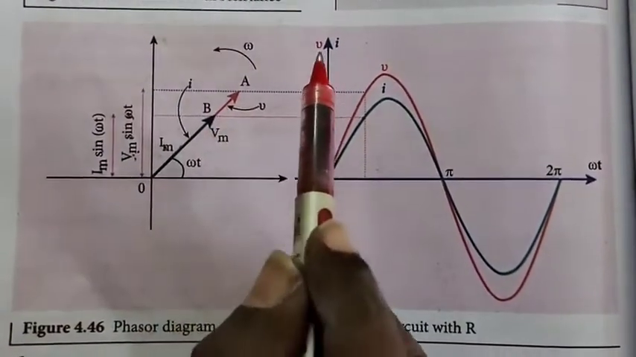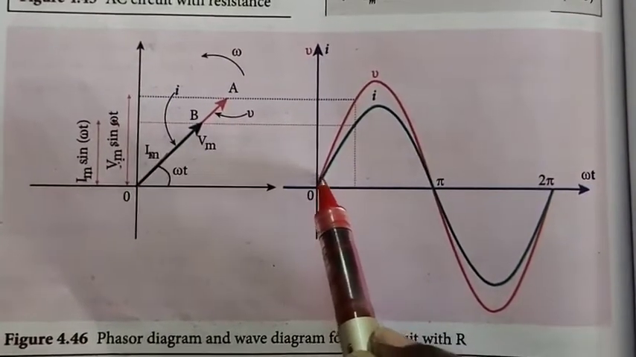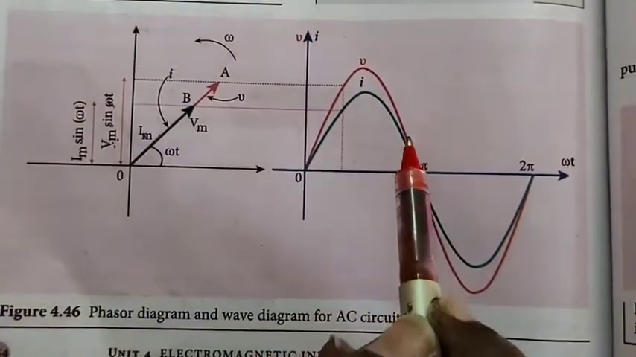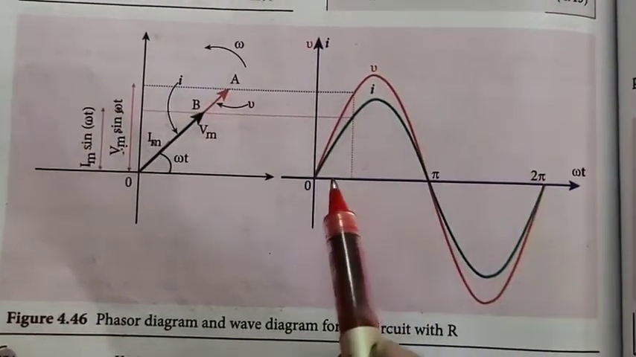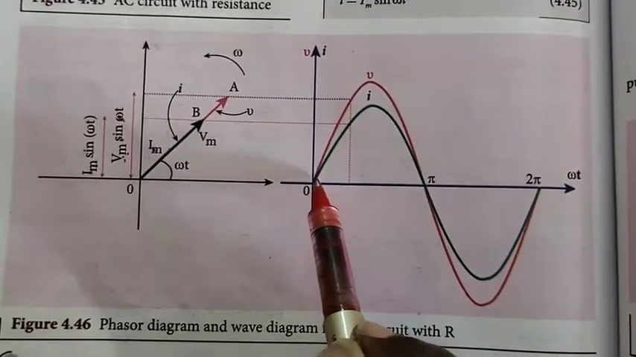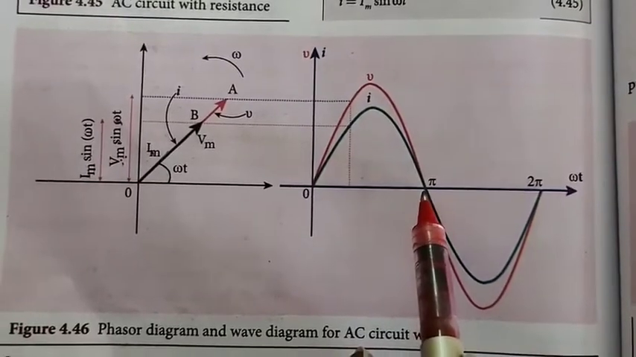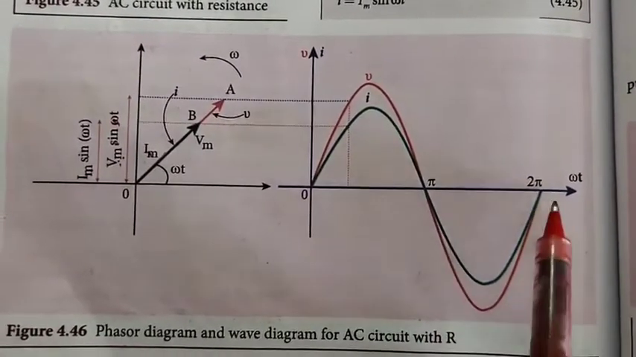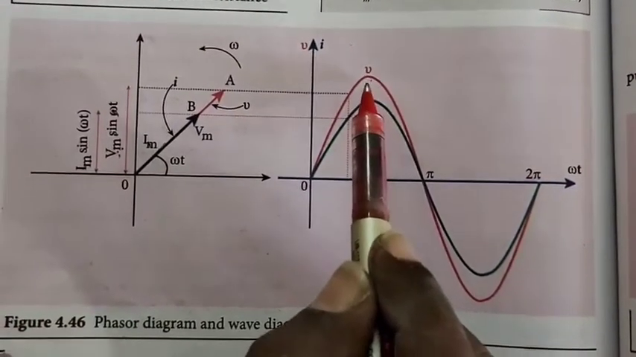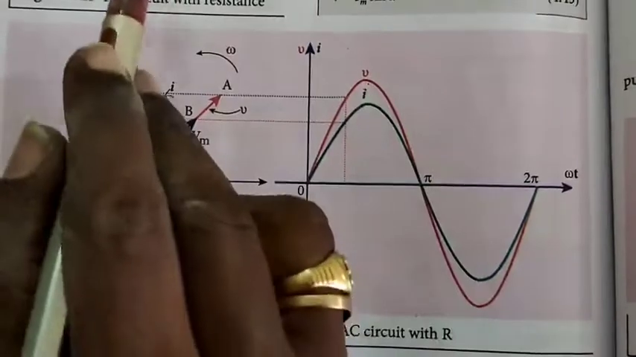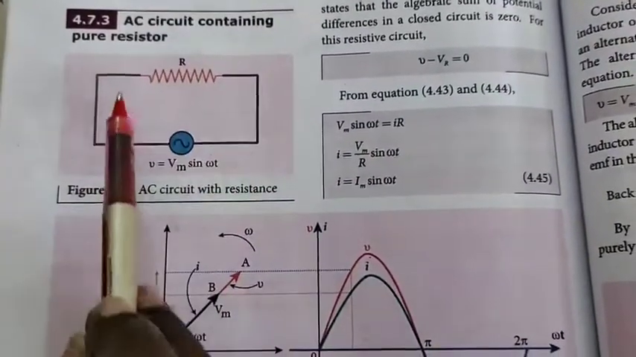The corresponding wave diagram: see that O is the origin. The voltage wave flows from 0 to pi and then pi to 2 pi. The same as current will be from origin O to pi, then pi to 2 pi. Both voltage and current show no phase difference when R is connected in the AC circuit.